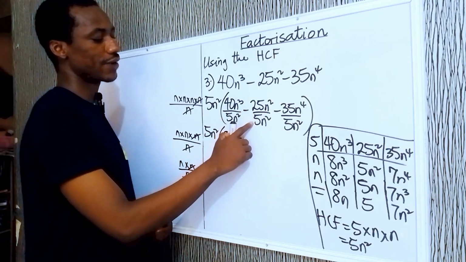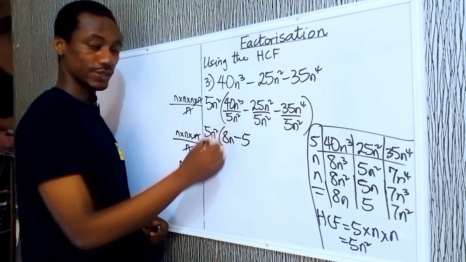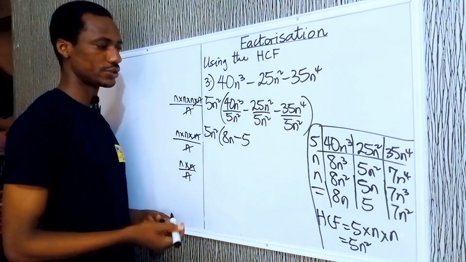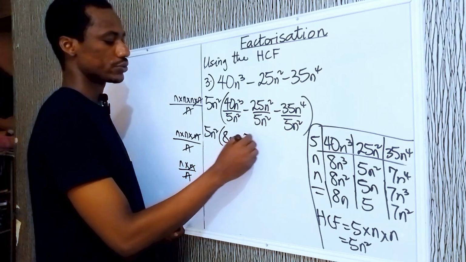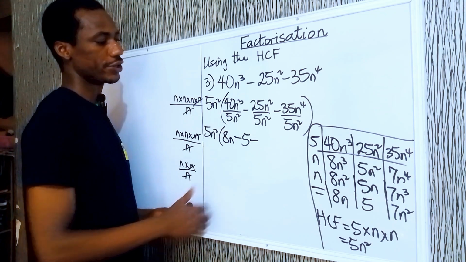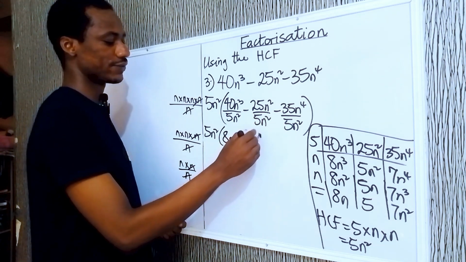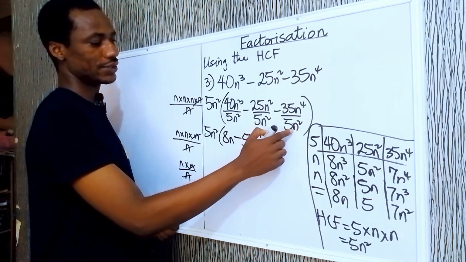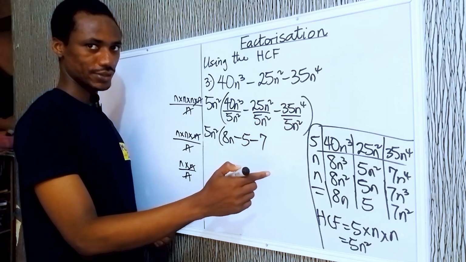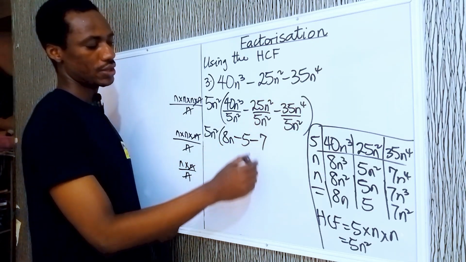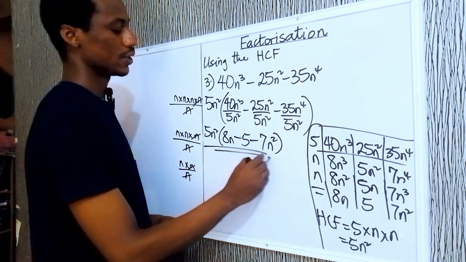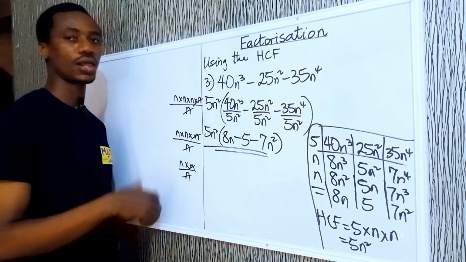Here, 25 divided by 5 is 5. And then n squared divided by n squared, that's 1, right? Out. Over here, 35 divided by 5 is 7. And then n in 4 places divided by n in 2 places. So if you take 2 out of the 4, that means you're going to have n in 2 places left. All right? And that is our answer.